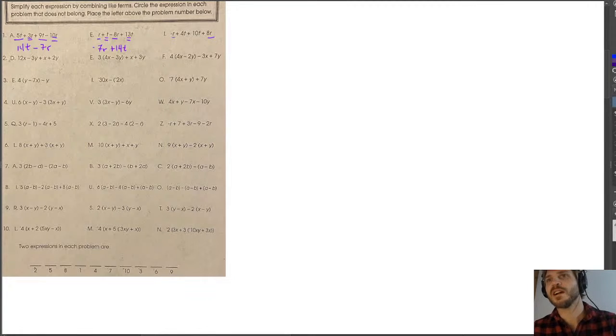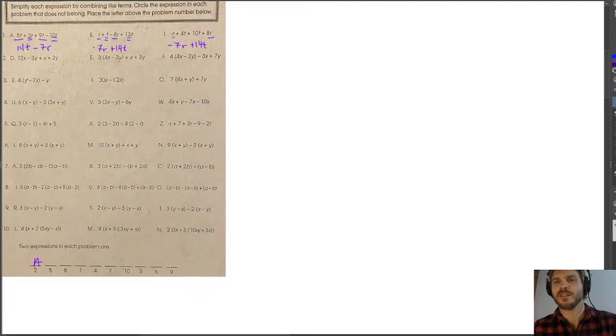Oh, I see. This is number 1, this is number 2, this is number 3. So this entire row is one problem, and one of them is going to be different. So this is going to be negative 7r plus 14t. So you see how this one is equal to this one? The one that doesn't belong is the first one, which is problem A. So I think this is A.